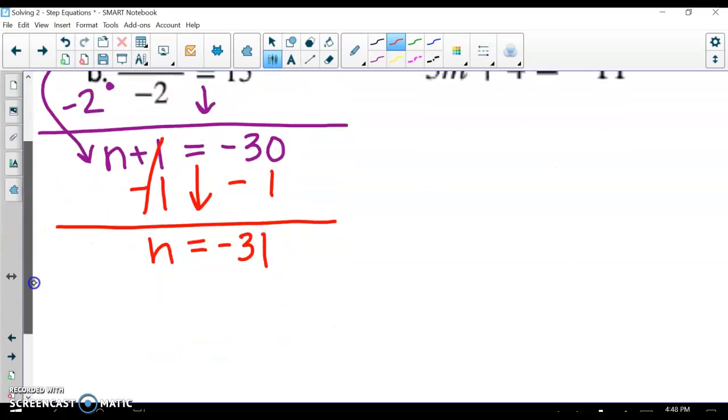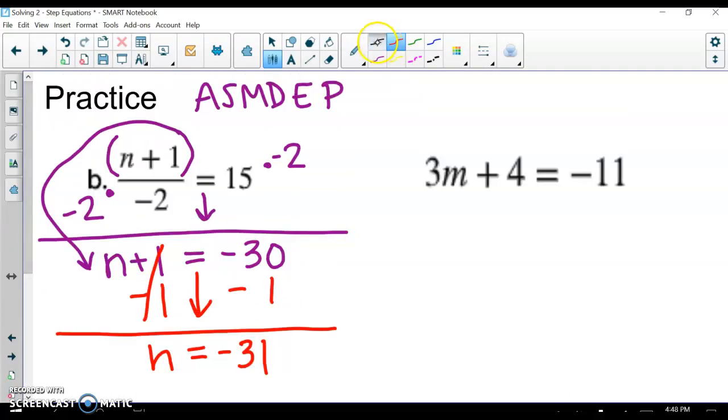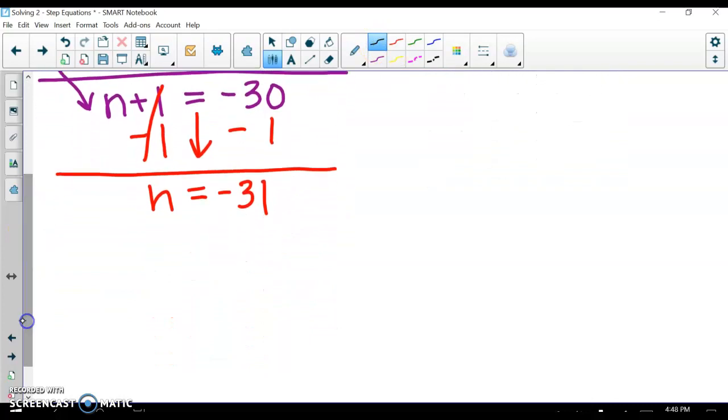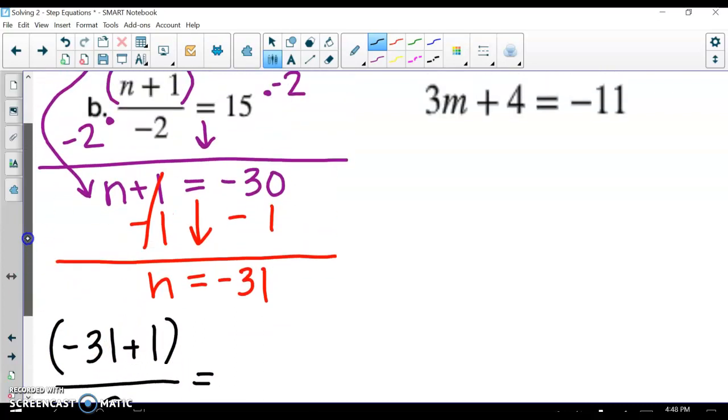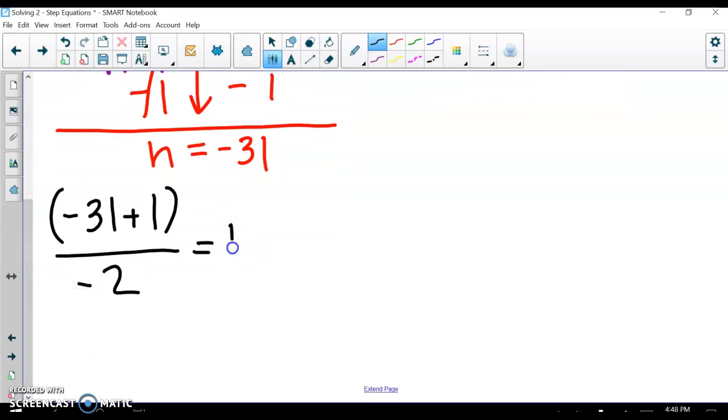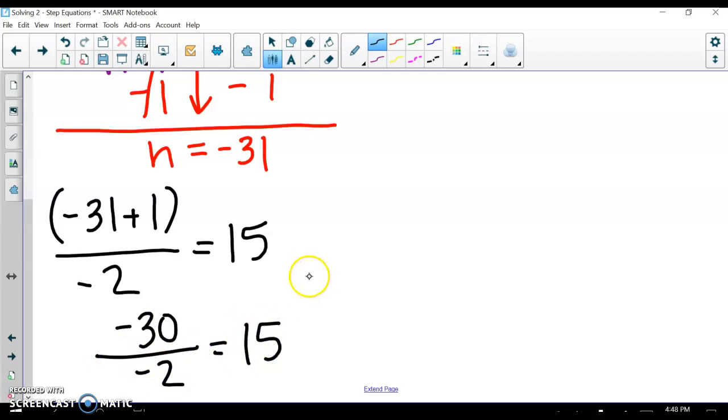So let's plug that back in and let's check it. We have negative 31 plus 1 divided by a negative 2 is equal to 15. So we do our parentheses first. Negative 31 plus 1 is negative 30, divided by a negative 2 equals 15. Negative 30 divided by negative 2 is 15. 15 equals 15. Yep, we're good.